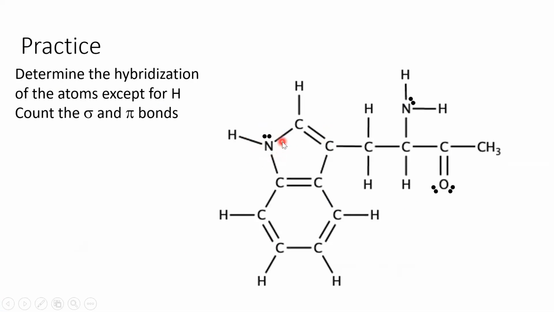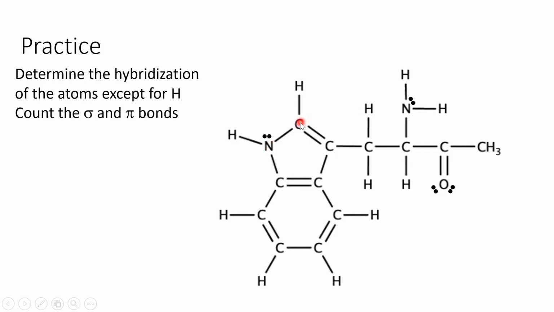Okay, first of all, nitrogen has 1, 2, 3 bonding pairs and 1 lone pair. So nitrogen has 4 things coming off of it. So the hybridization has to have 4 equivalent orbitals. That would be sp³. Okay, that would be the hybridization.